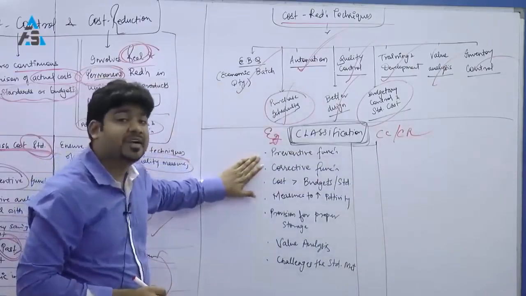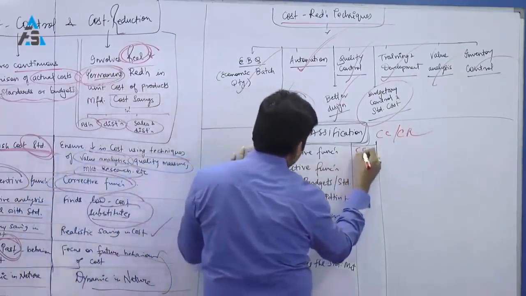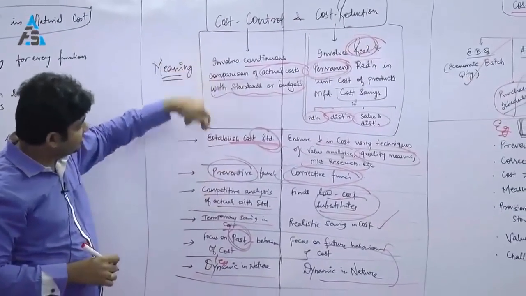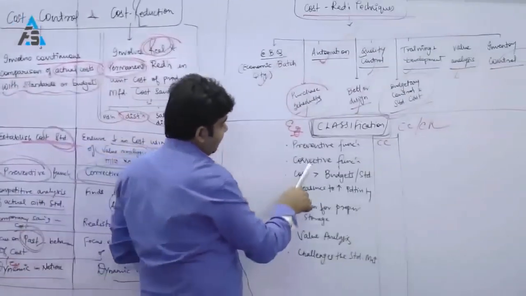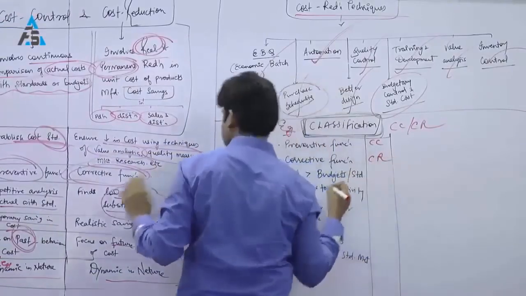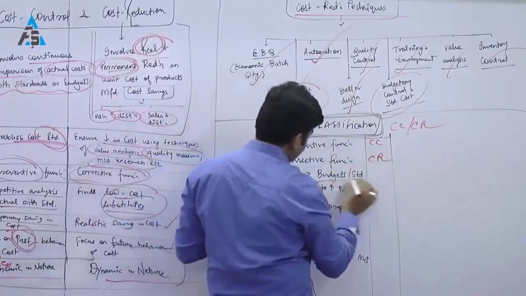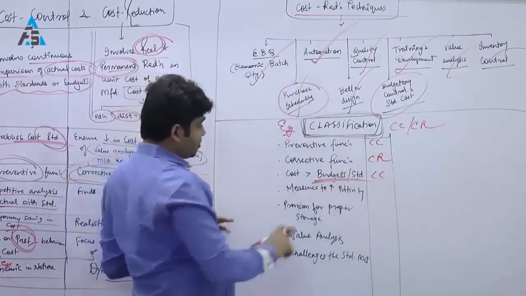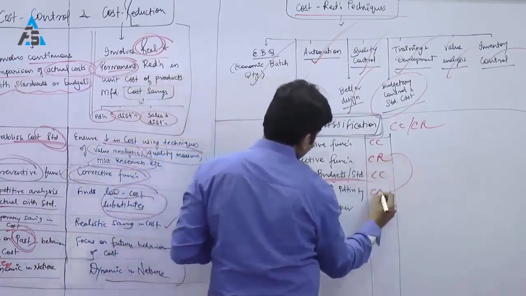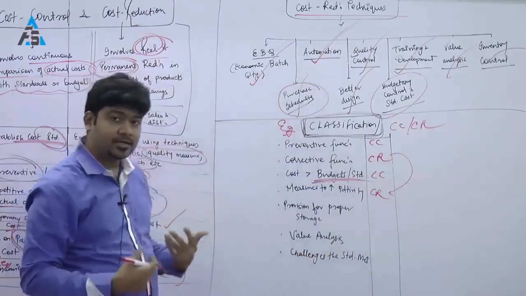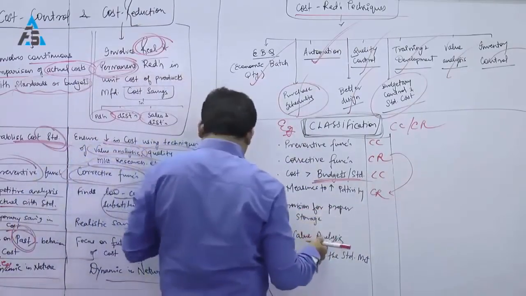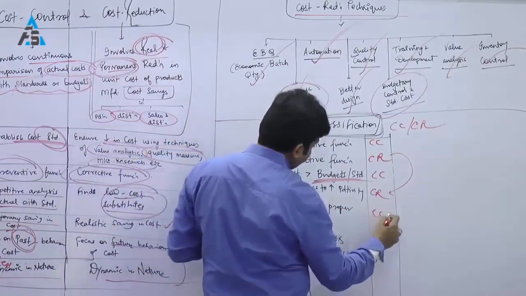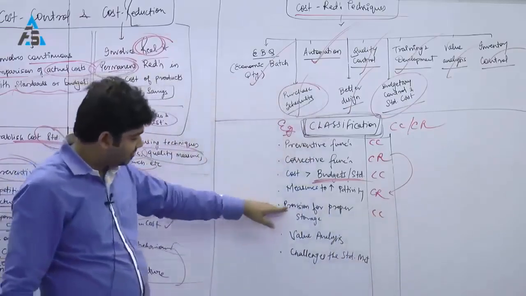If it is a preventive function, not dynamic, it will always be cost control. So preventive function is covered here, cost control. Then a corrective function is cost reduction. Again, I think we've already clarified that. Cost compared with budget or standard will always be cost control. Measures to increase productivity will be your cost reduction, because that is more dynamic, that is more about increasing productivity. Provision for proper storage, whether storage is done in a proper manner or not, will be your cost control, more of process oriented things.